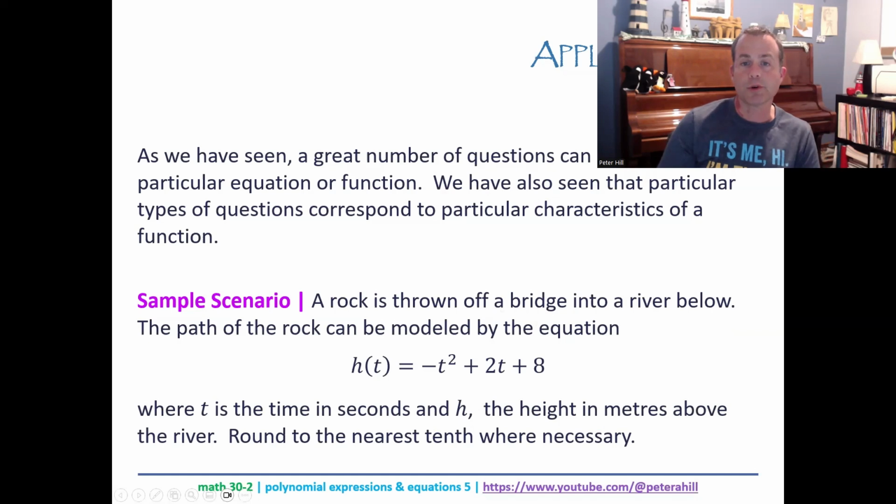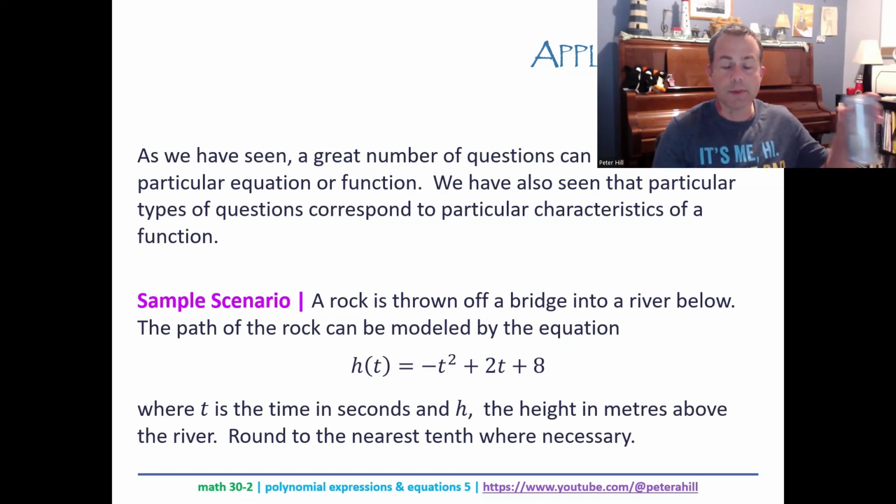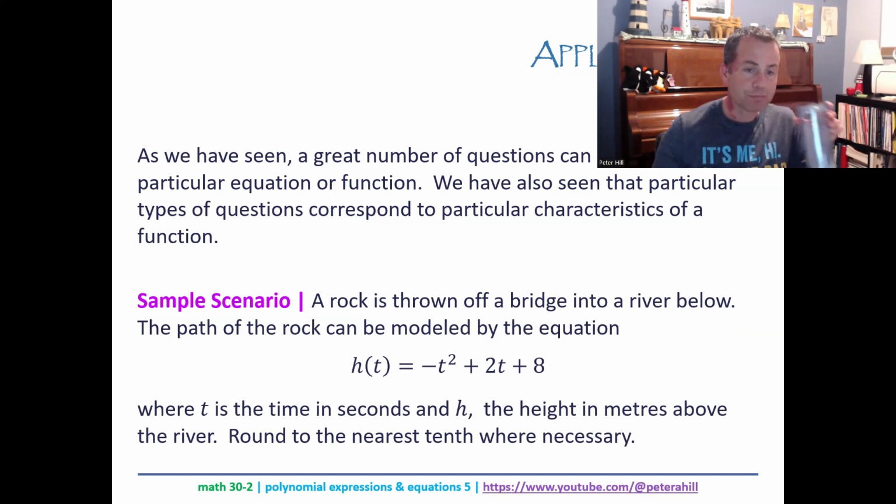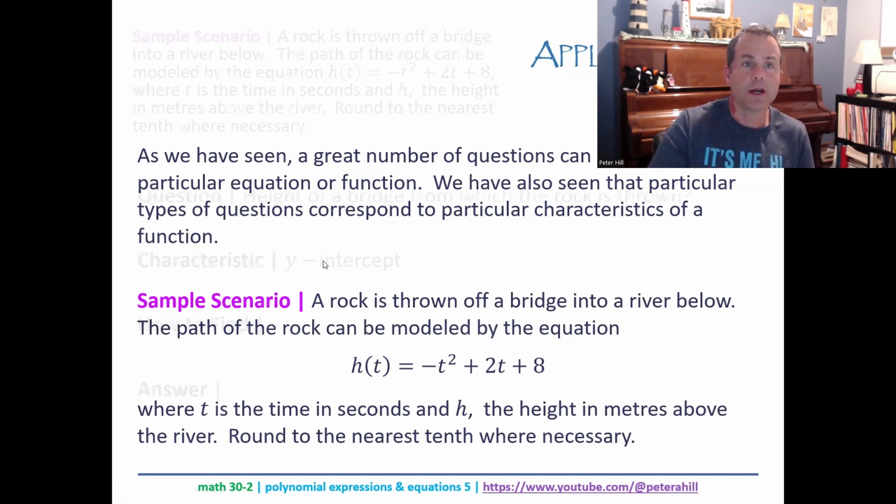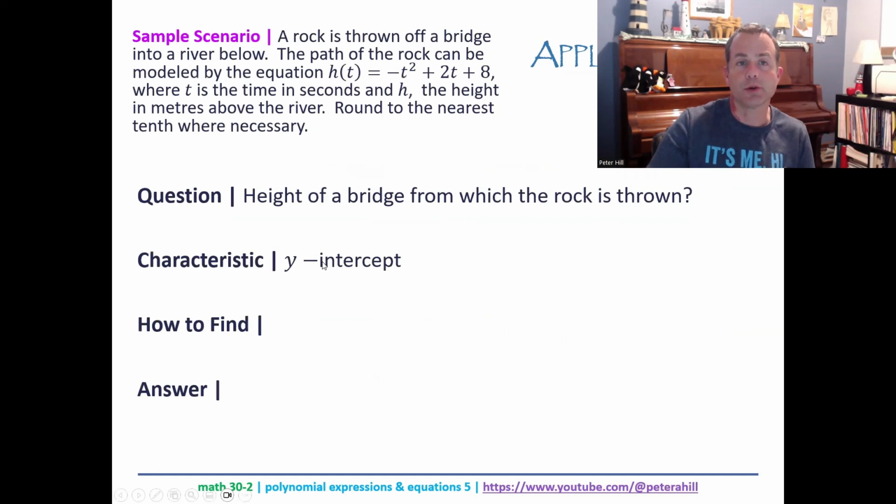So a rock is thrown off a bridge into a river below. The path of the rock can be modeled by the equation h of t equals negative t squared plus 2t plus 8, where t is the time in seconds, and h is the height in meters above the river. And we're going to round our answers to the nearest tenth when necessary. Okay, so I've got that sample scenario up at the top there for us.